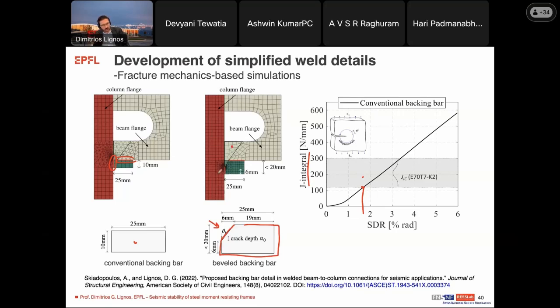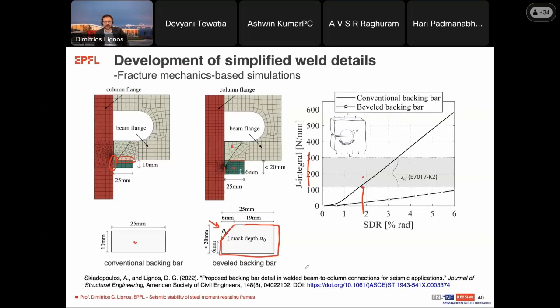And if you actually repeat the process and you don't remove the weld backing bar, what happens here is that in fact we can reduce the fracture potential by about 6 times. You see that the same connection that experienced fracture at 1.5% or 2% drift can now actually go to about 6% drift, and in this case, it's not going to experience any fracture.